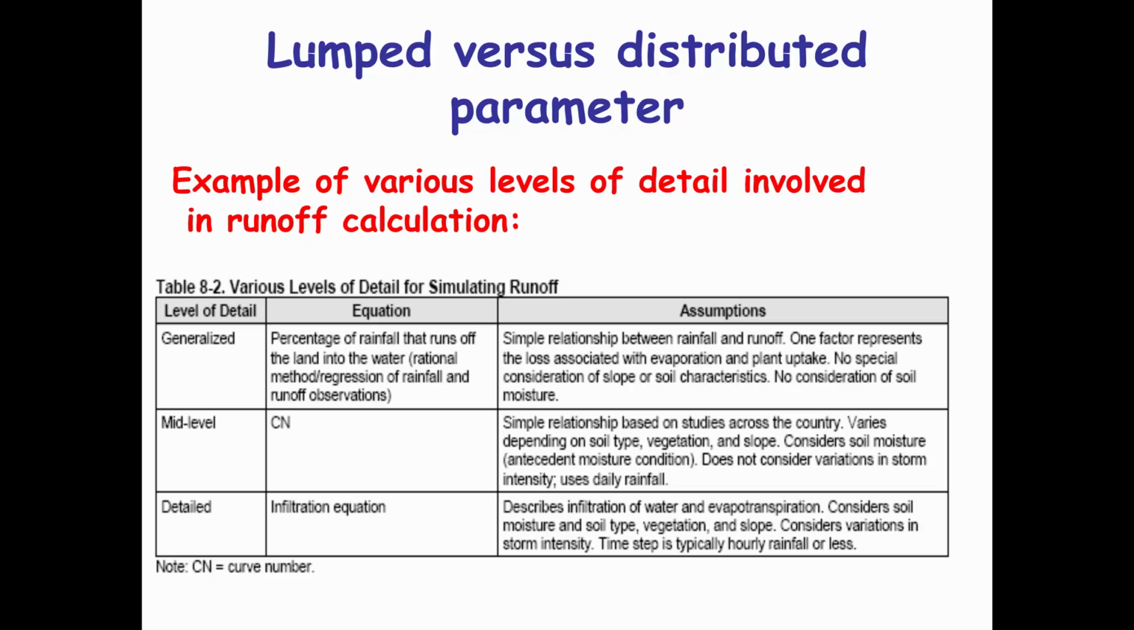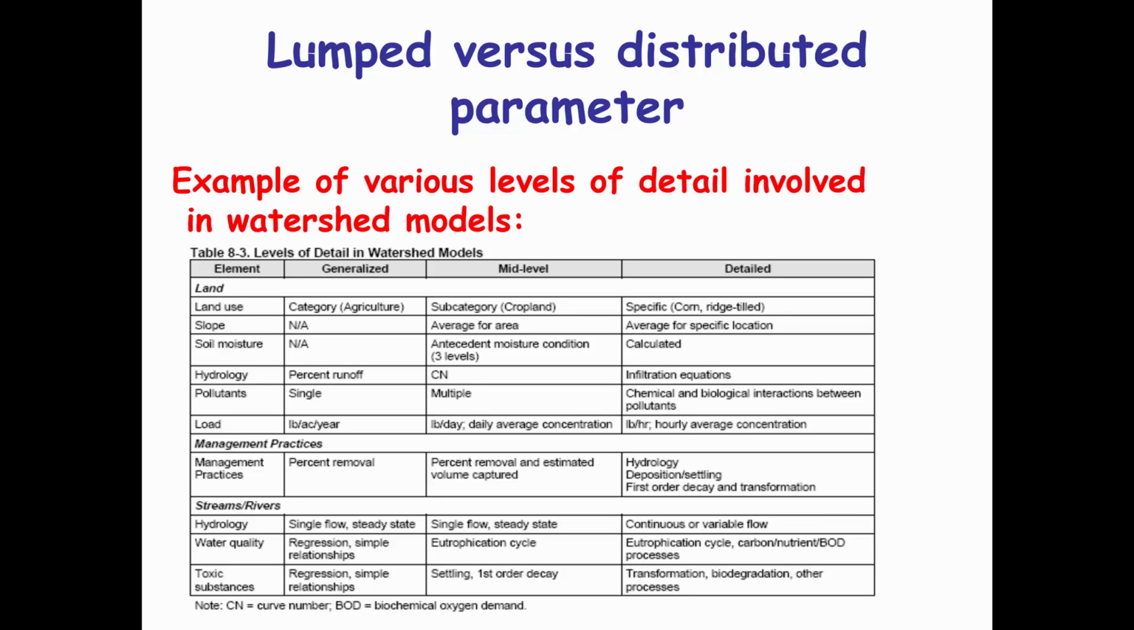So again, just a matter of what kind of detail. The lump parameter model would be more at the top of this table, more generalized, and the distributed parameter model would be more towards the lower part, the detailed type model. That is, in this case, for simulation of surface runoff. We have other processes going on, and so this next table refers to the other processes, such as infiltration, erosion, pollutant transport, and that sort of thing.